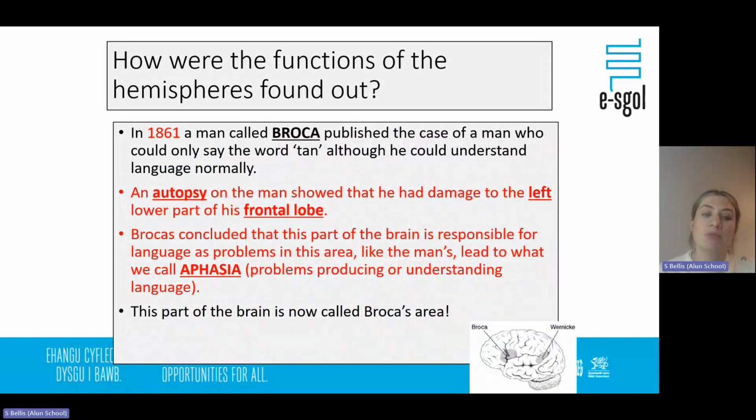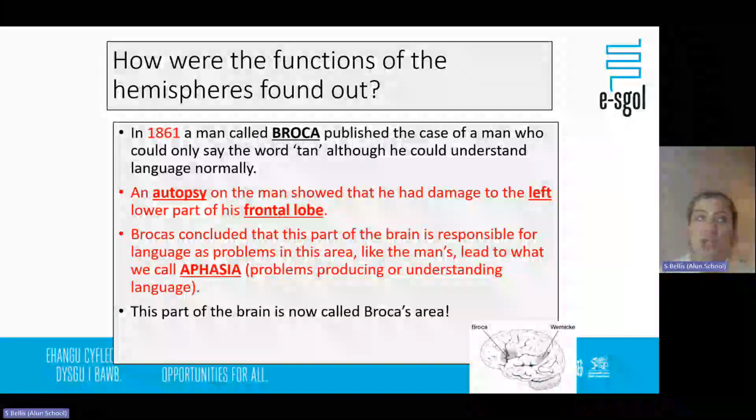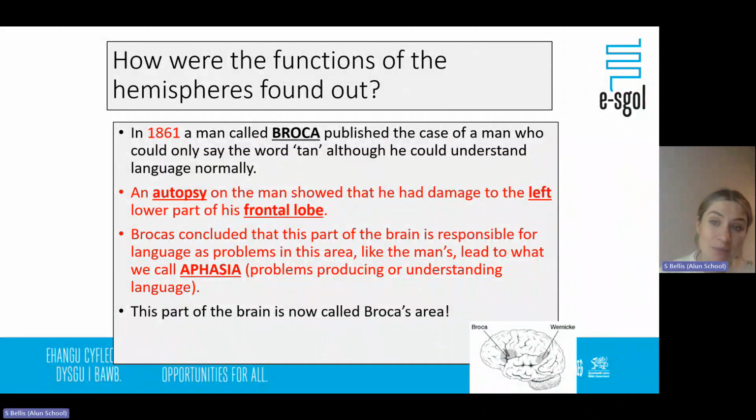Okay, so Broca's area was found by a researcher who was looking after a man, and the man could only say the word tan. He understood language, he understood what people were saying to him, but he couldn't respond. He couldn't form a logical sentence. So his response was always tan, tan, tan, tan. And because at the time, in 1861, there were no MRI scans, there was no way that we could look at the brain. So you had to wait until he passed away and do an autopsy of the brain.